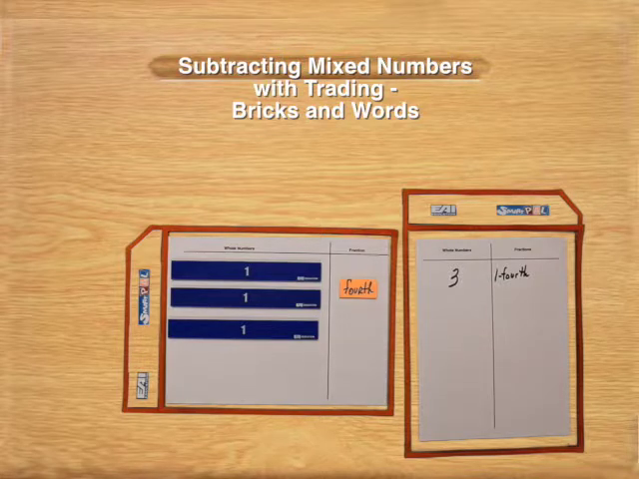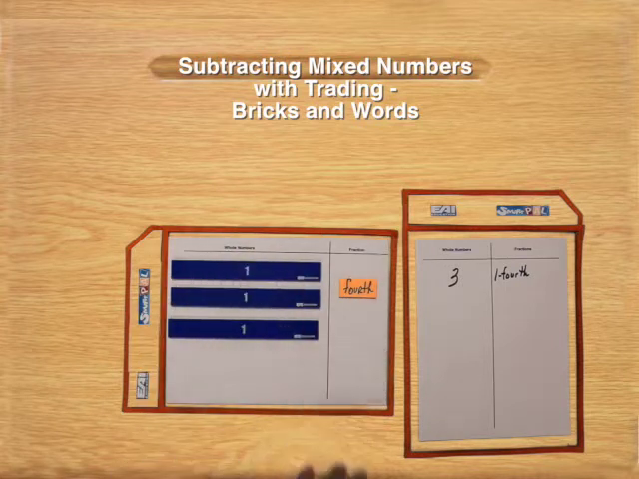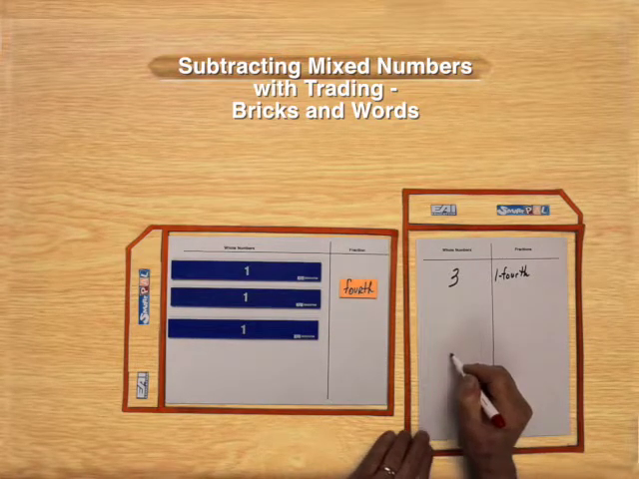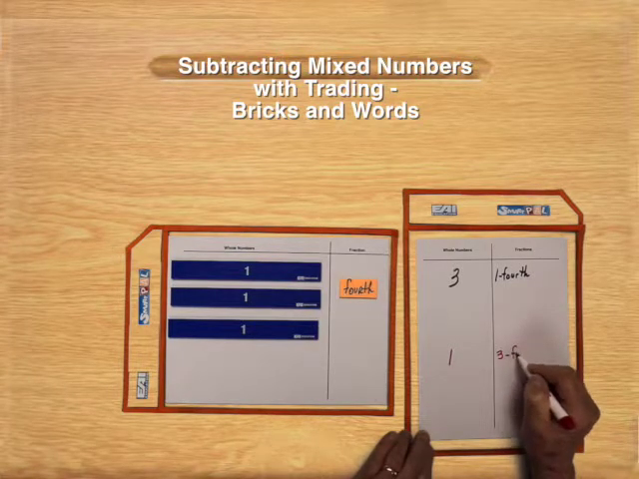Now, from 3 1/4, we want to subtract 1 3/4. Now we remember that 1 3/4 is somewhere here inside of 3 1/4. It is not a quantity somewhere else. So I'm going to record that in red. So I'm going to record 1 3/4.